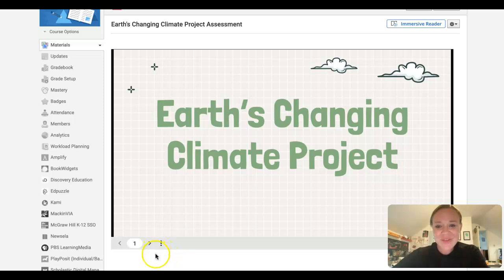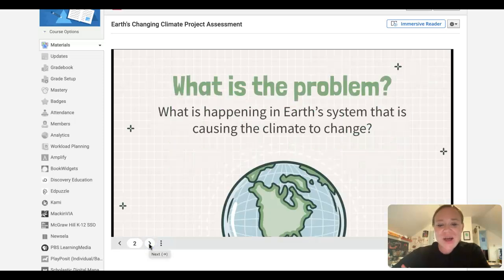Hey learners, for this Earth's Changing Climate project, we are going to be creating a poster to share with somebody else to tell them about Earth's changing climate, what it is, what it might mean, how it looks for us, how it looks for our future.